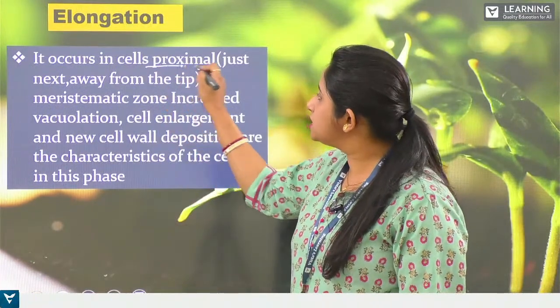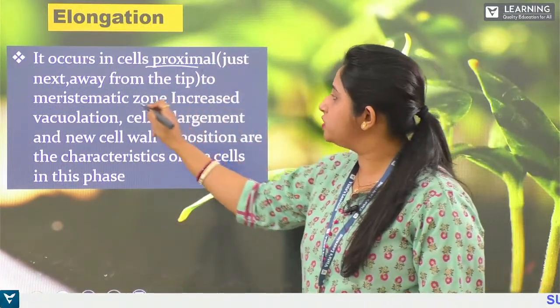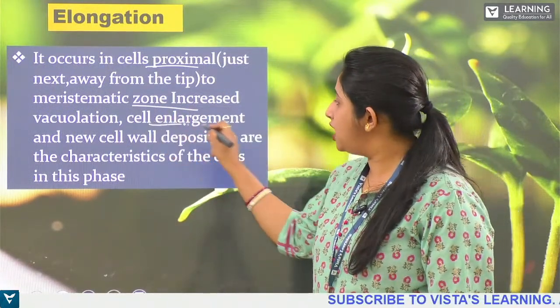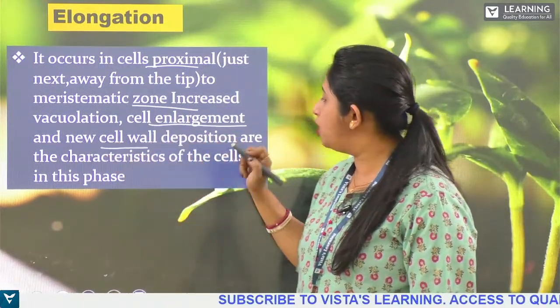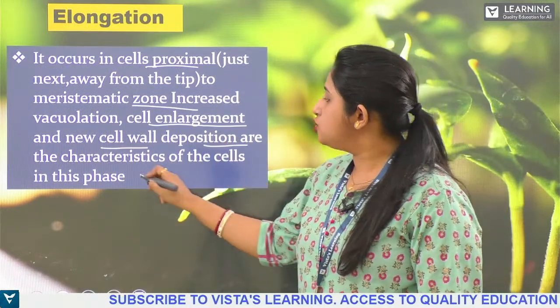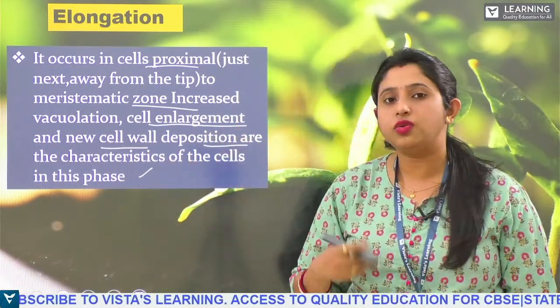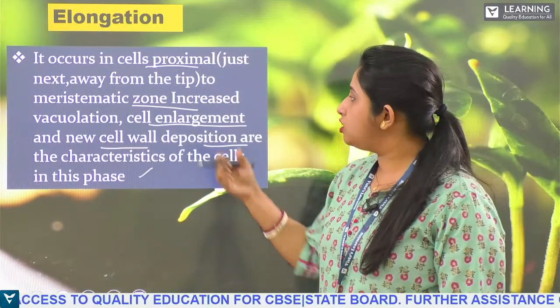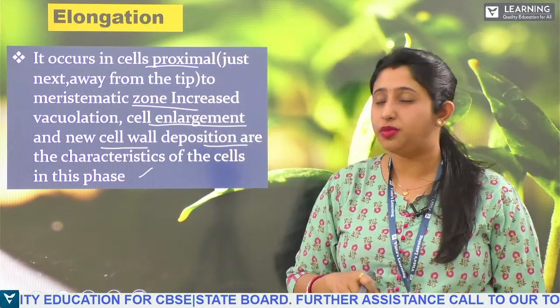Now, what is this elongation? It occurs in the cells proximal to the meristematic zone, and it leads to the increase in the cell enlargement and new cell wall deposition. So because of this elongation, what happens? New cell wall gets deposited. Okay. So where does it occur? It occurs in the meristematic zone.